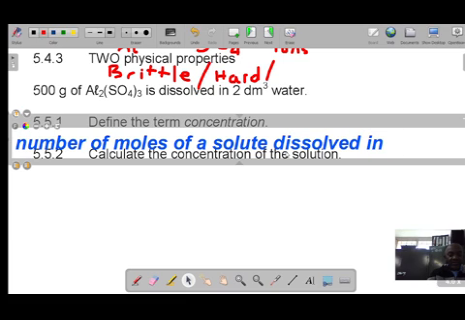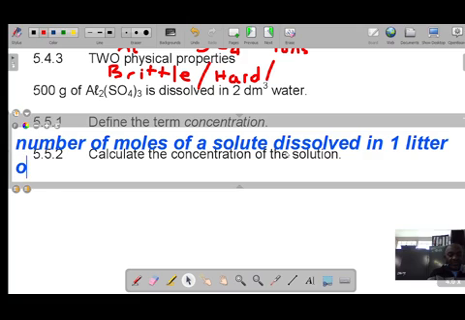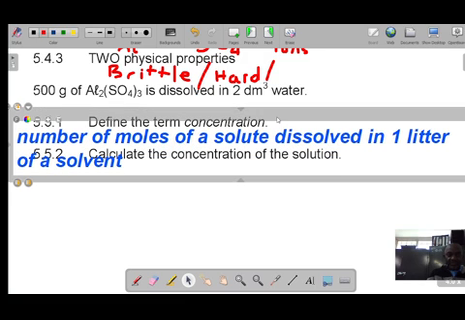In 1 liter of a solvent. Okay, so don't forget I said that the number of moles of a solute dissolved in 1 liter of a solvent, okay, that's our concentration.